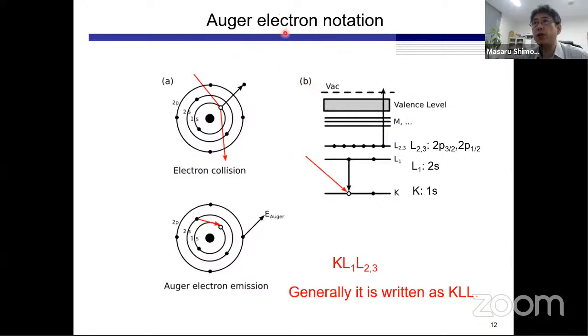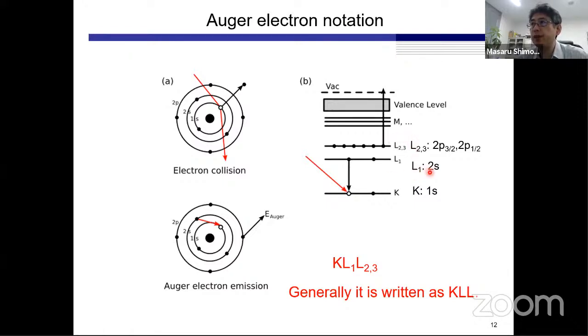And for the Auger electron notation, I want to move and look at this one. This is the first excitation of a core electron. For example, in this case, the first one is the 1s orbital of the atom. Here it is 1s, and it's in the K shell. And the second one is, for example, from 2s, and then a 2p electron is emitted. In this case, the second one is from 2s to 1s.